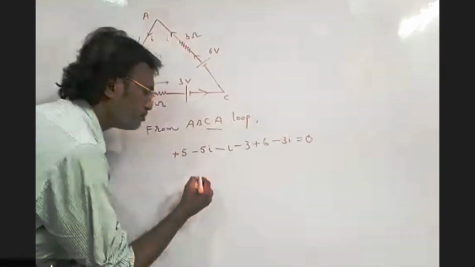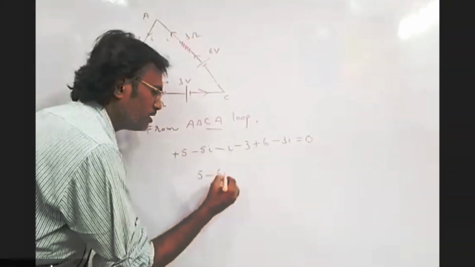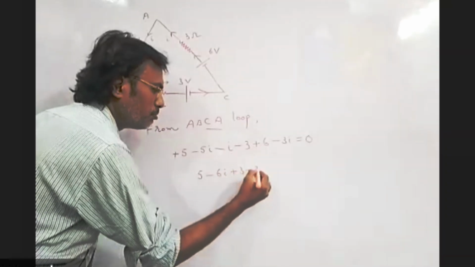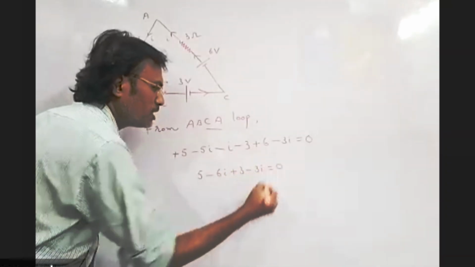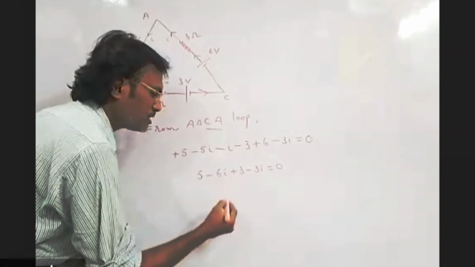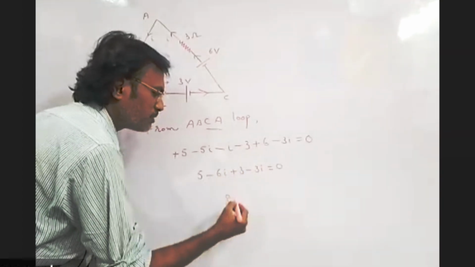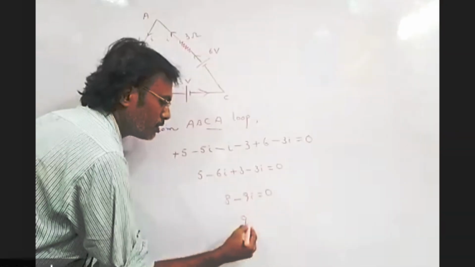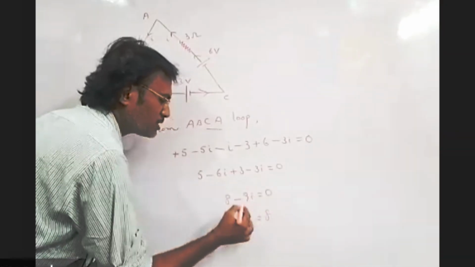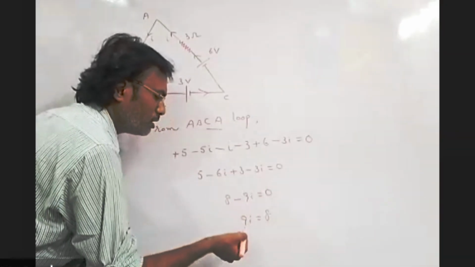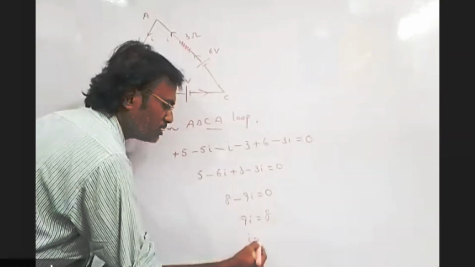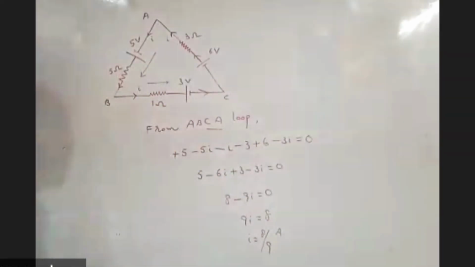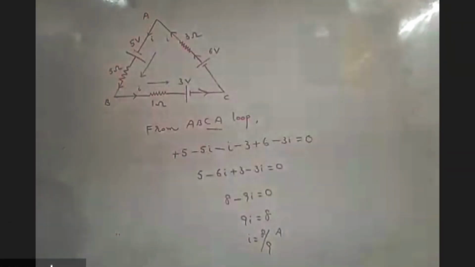Now 5 minus 5I minus I minus 3 plus 6 minus 3I is equal to 0. 5 plus 6 minus 3, 8, minus 9I equal to 0. So 9I is equal to 8. I is equal to what's the value? 8 by 9 ampere. 8 by 9 ampere.